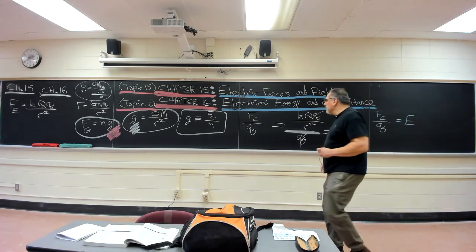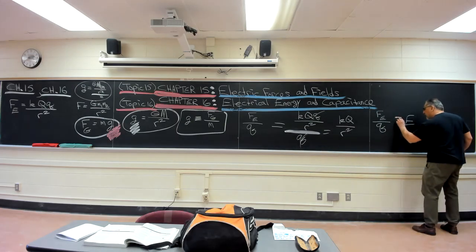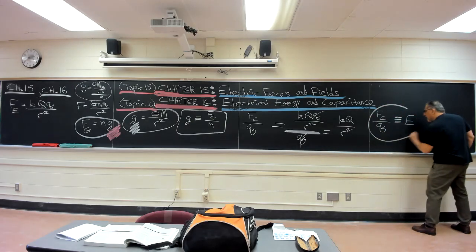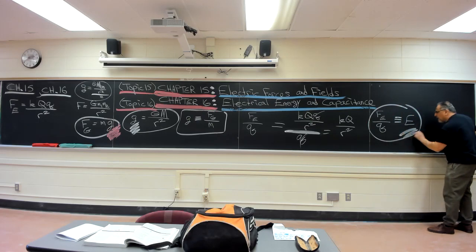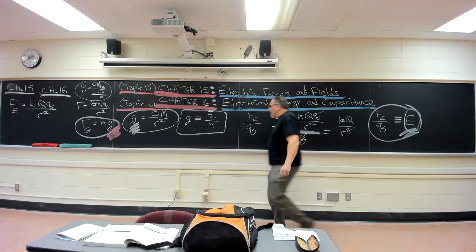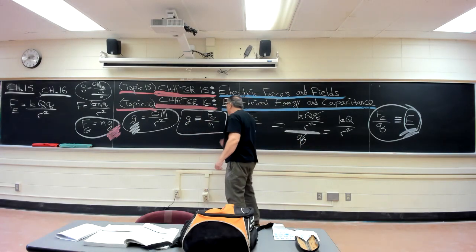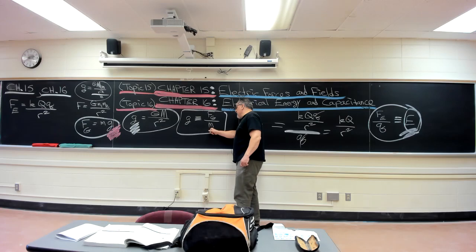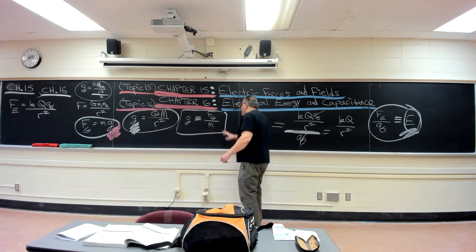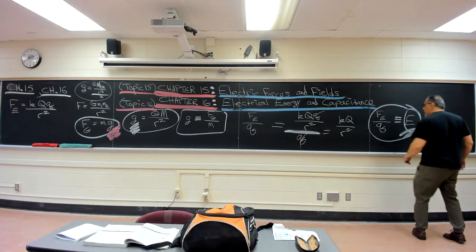And that sure looks like, that E field, Fe over q, looks a lot like the g field, Fg over m. This is analogous to the Fe, the m is analogous to the q. Here's your gravitational field, here's your electric field.